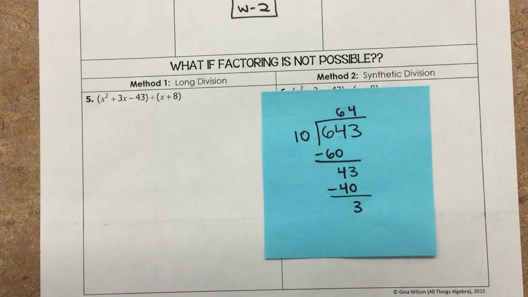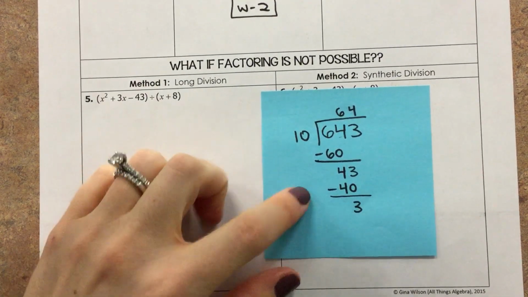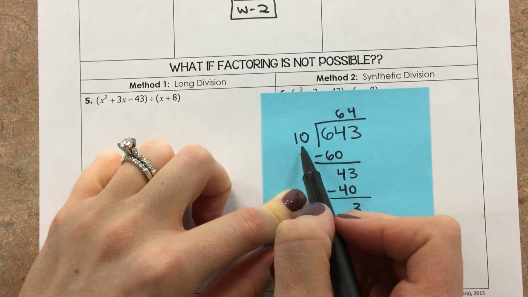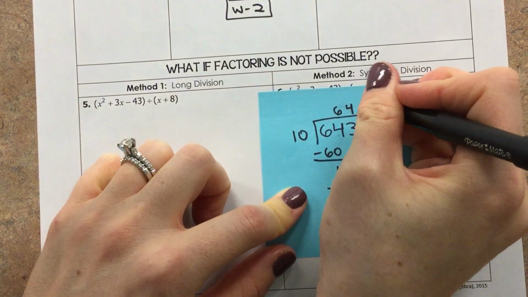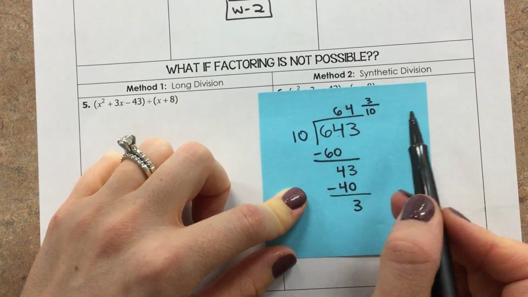We're not going to do decimals with this because with polynomials, you really can't do decimals. We're going to do remainders. So the way the remainder works is you take this as your remainder and you put it over your divisor. So we would write 3 over 10 as our remainder. So your answer is 64 and 3/10.